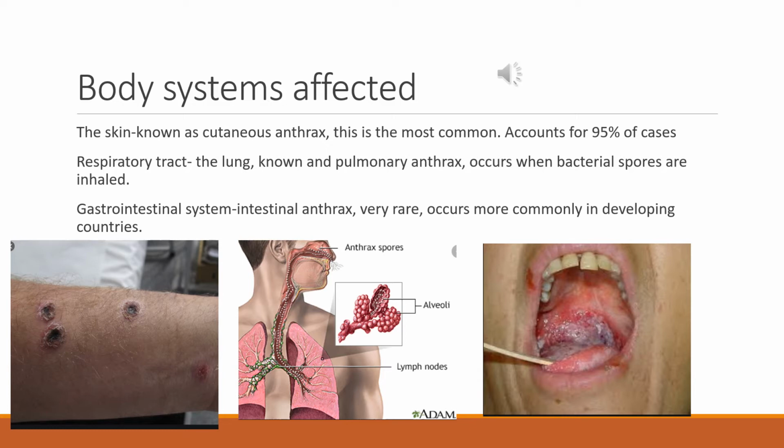The respiratory tract, such as the lungs, are also affected. This is known as pulmonary anthrax, which occurs when bacterial spores are inhaled. The gastrointestinal system is the last body system that can be affected. This is called intestinal anthrax and is very rare. This occurs more commonly in developing countries.